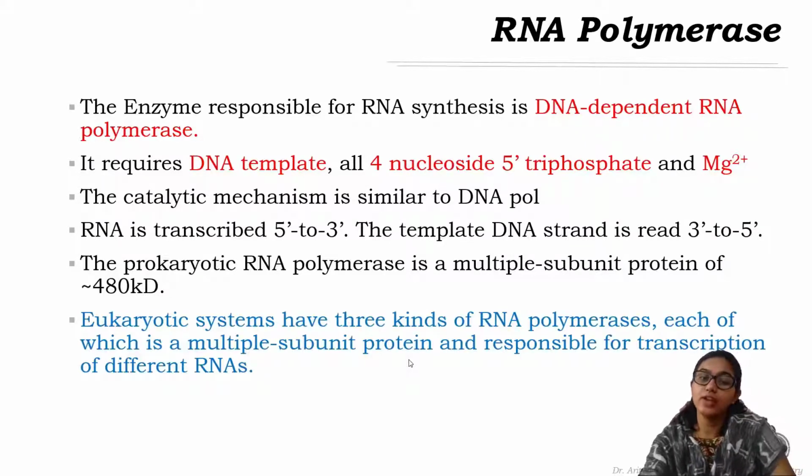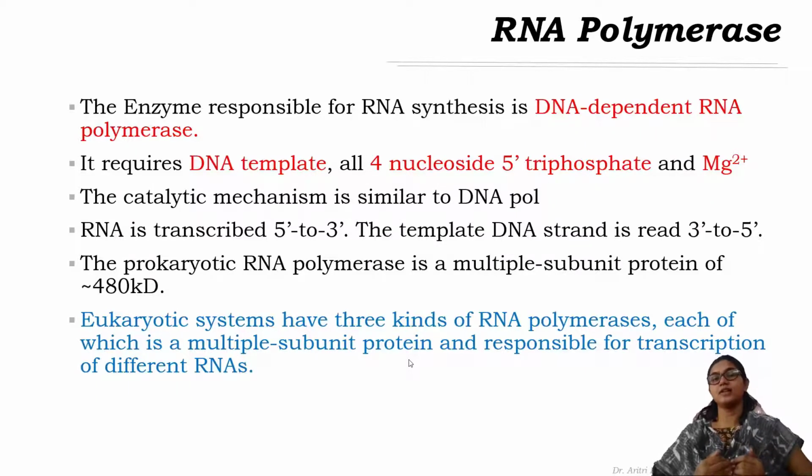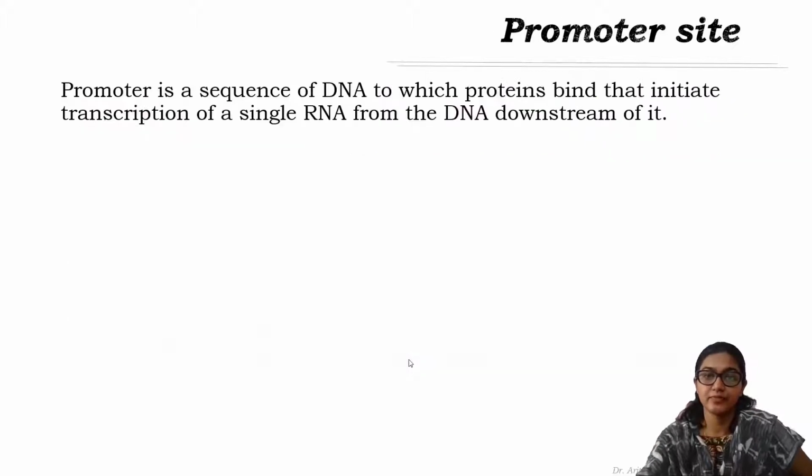Whereas in case of the eukaryotic system, there are multiple types of RNA polymerase which are doing multiple types of functions. So this is one very important difference between eukaryotic and prokaryotic RNA polymerase: one single RNA polymerase in the prokaryotic system does multiple functions through multiple subunits, whereas in eukaryotes there are multiple RNA polymerases doing multiple types of function.